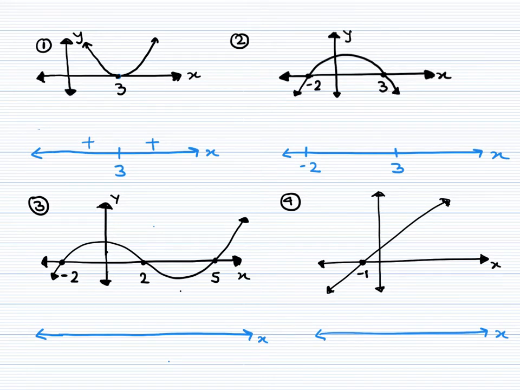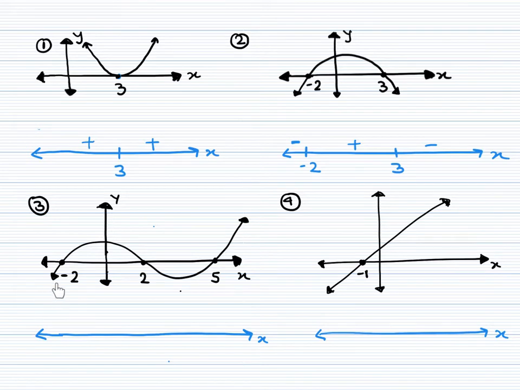So before -2, it's below, so it's going to be negative. Between -2 and 3, it's above, so that's going to be positive. And after 3 it is below the x-axis, so that's going to be negative. Okay, that's another sign diagram. Not that hard. The next one is again a little bit different.